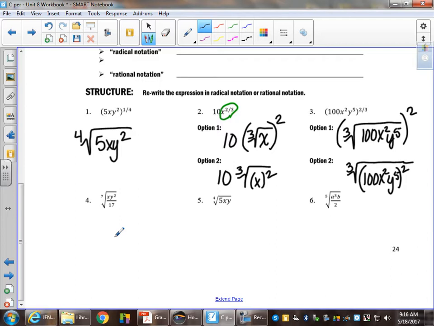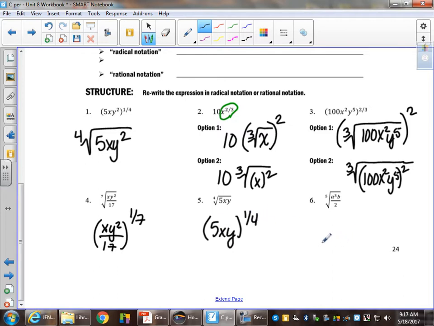I couldn't hear you. So I write what's on the inside. What's on the inside? xy squared divided by 17 raised to the 1/7. That's it. Don't overthink it. So if 7th root is associated with 1/7, how do I say this root out loud? What do you call this root? 4th root associated with 1/4. So 5xy to the 1/4, and we're all done.